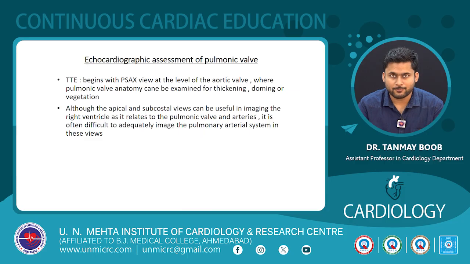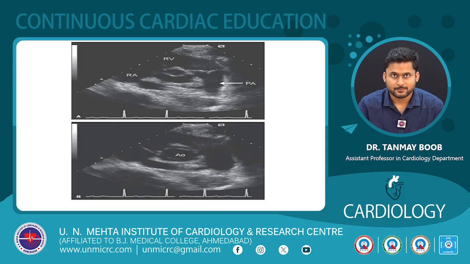Although apical and subcostal views can be useful in imaging the RV as it relates to the pulmonary artery and the pulmonary valve, it is often difficult to adequately image the entire pulmonary artery system in these views. As shown, this is the modified short axis view demonstrating the RVOT, the pulmonary valve and the main pulmonary artery, which further bifurcates into the right and left pulmonary artery.